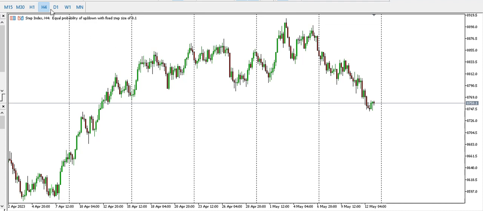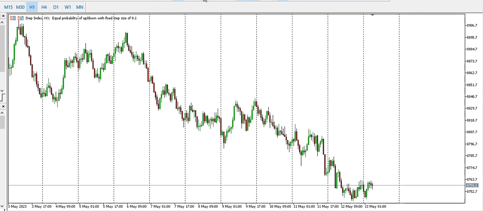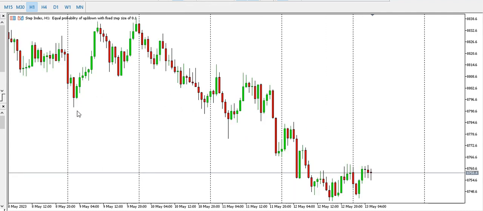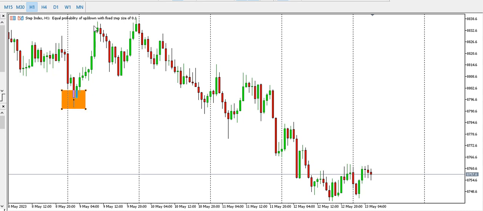Looking at the 1 hour time frame, it shows a downtrend where you continue to have lower low, lower high, lower low, lower high. Like this is lower low. These are highs, then lower low, lower high, lower low, lower high. We have another lower low, lower high, lower low, lower high, lower low. Then this higher high, higher low.